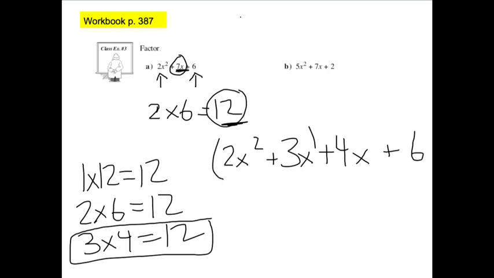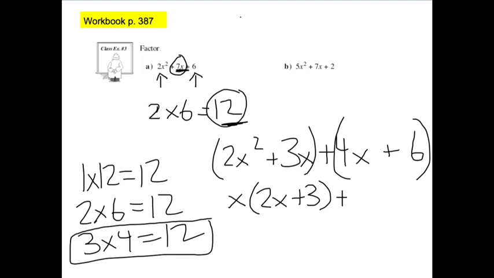Group the first two, and then group the second two. What can we take out of the first bracket? Well, you can take out an x. So do that right now. And what you're left with is 2x plus 3 in brackets. With the next bracket, well, you get 4x plus 6. What you can take out of that is a 2. So take out a 2, and what you're left with is 2x plus 3.